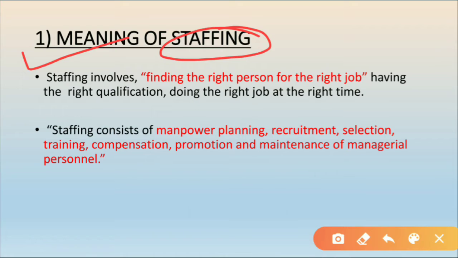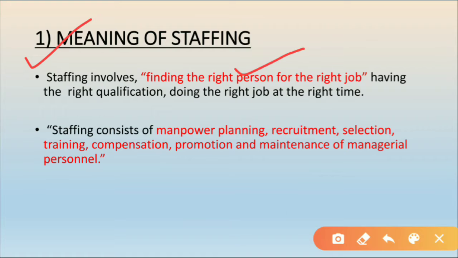Now see, today we are going to start with the first topic, that is the meaning of staffing. Let us understand this. See the first point. Staffing involves finding the right person for the right job, having the right qualification, doing the right job at the right time. Students, it is a very simple function. Staffing means what? Staffing is a function which involves finding the right person for the right job.